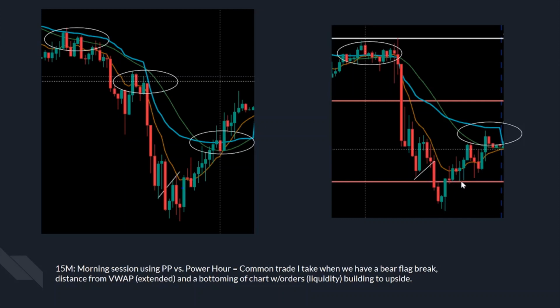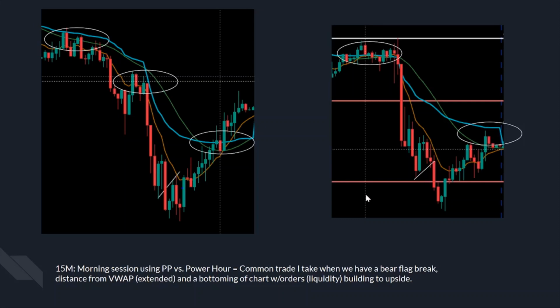That's 1, 2, 3, 4, eventually 5 long wicks of the 15-minute candles pushing off the pivot point, giving me an indicator that, okay, maybe we are going to still continue to the upside, at least getting to my VWAP, so that one of 3 things can happen. That's exactly what happens here. So that's all of the things that I look for in this very common trade that I take.